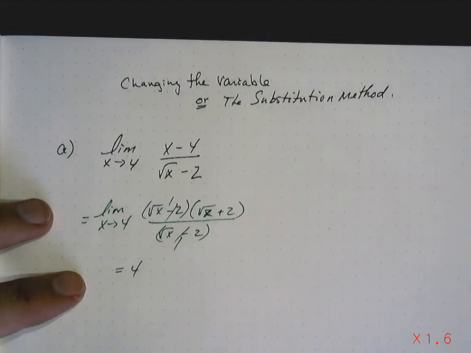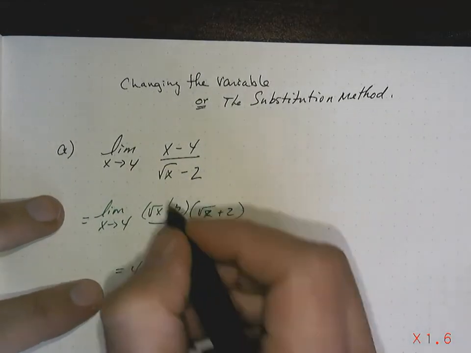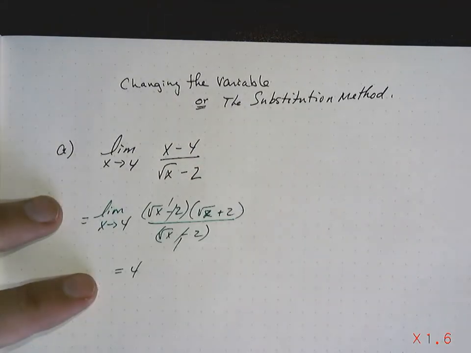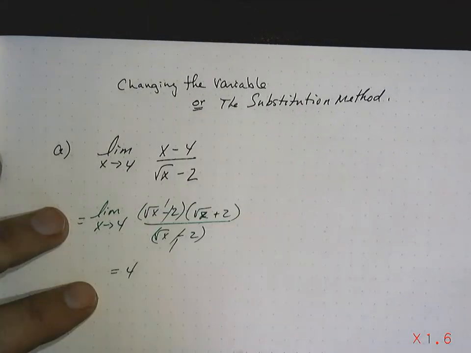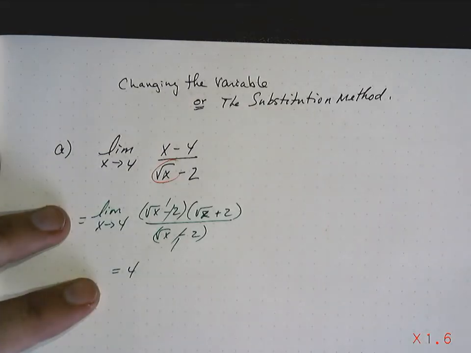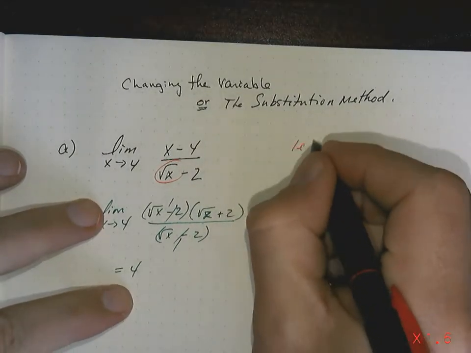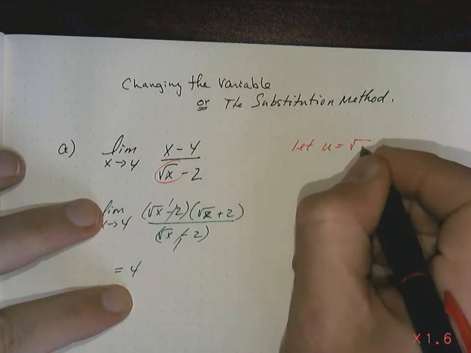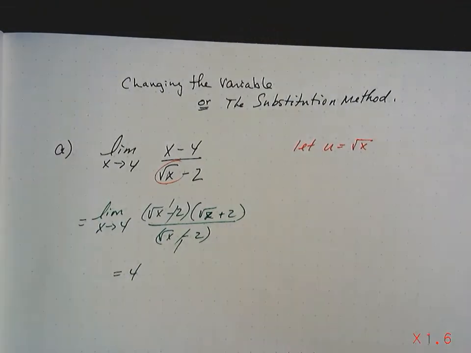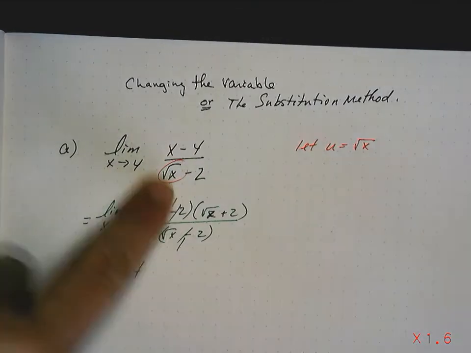And I'm going to use a substitution method. When I look at this, the part that makes you a little bit uncomfortable is the root x. It's the thing that sticks out as, I don't really like that guy. So, let's get rid of him. Let u equal root x.